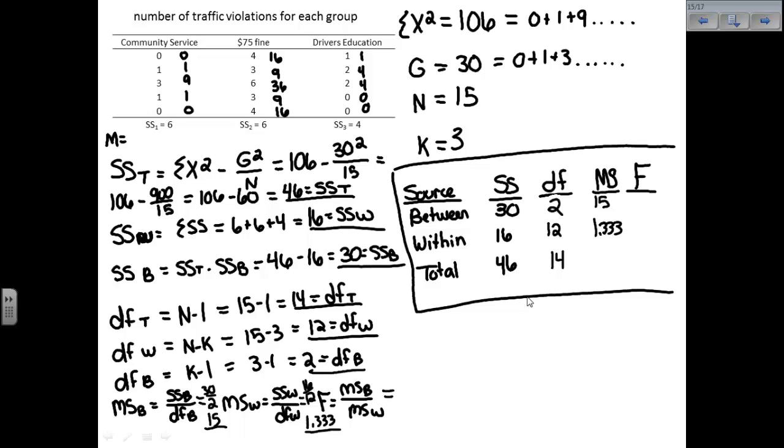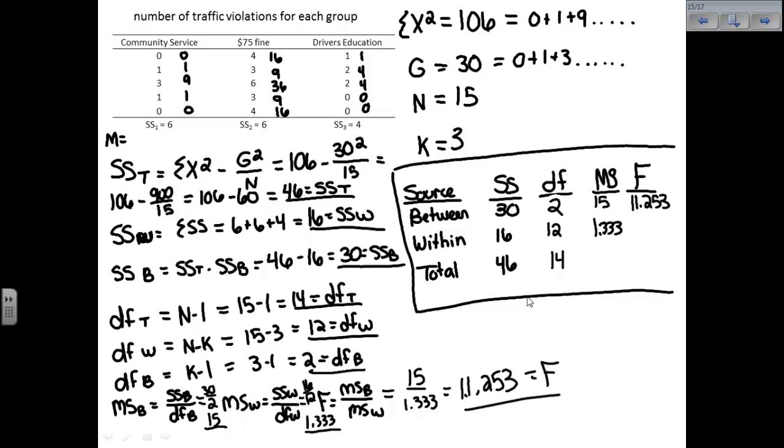And then my F is my mean squares between divided by my mean squares within. 15 divided by 1.333 is 11.253. That's huge. So 11.253.